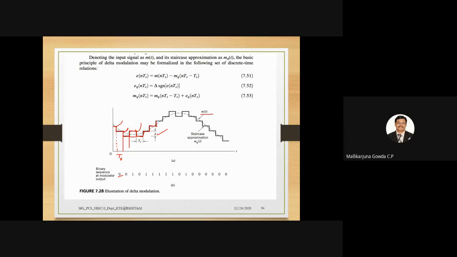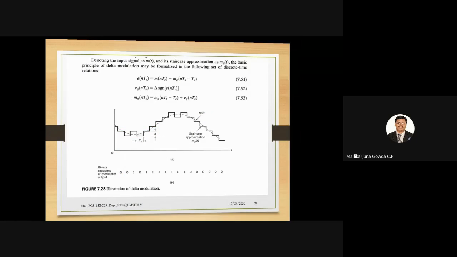So for the first two steps it is decremented by delta, hence it is written 0, 0. Next it is incremented by delta, so it is written 1. Again it is decremented by delta, so it is written 0. Like that it keeps going, and we denote the binary data. Whenever we decrement the approximated signal by delta, we write it as 0.